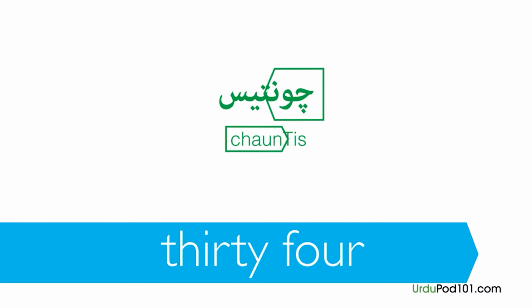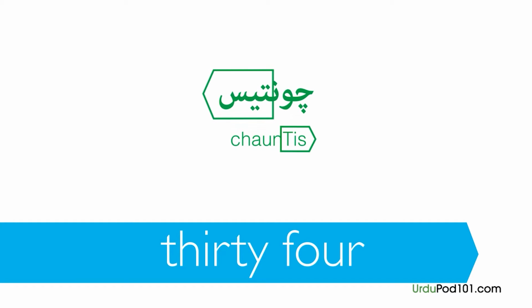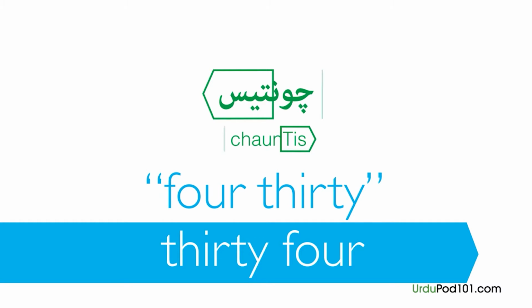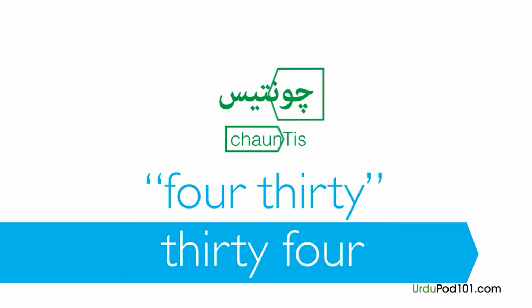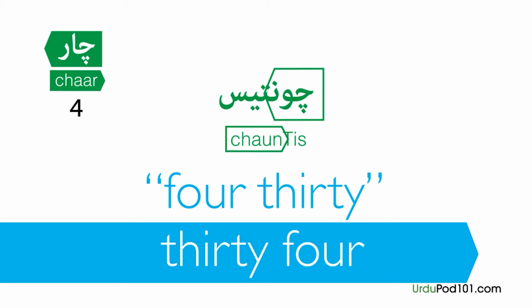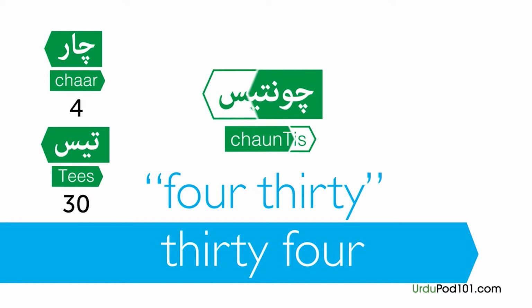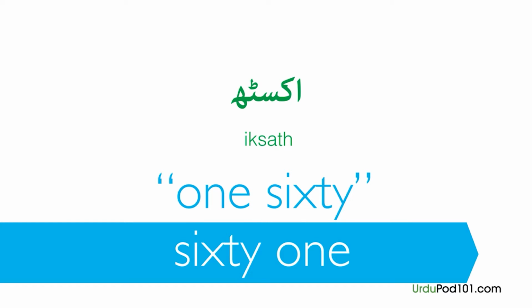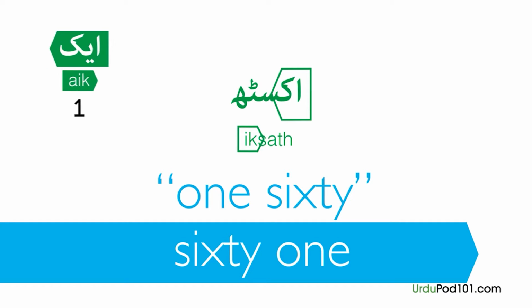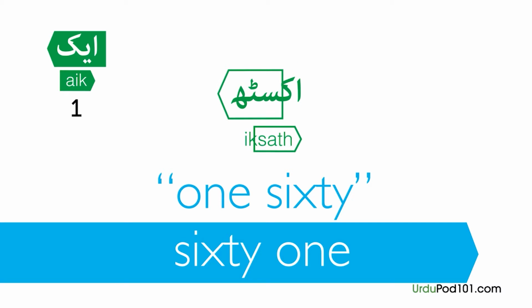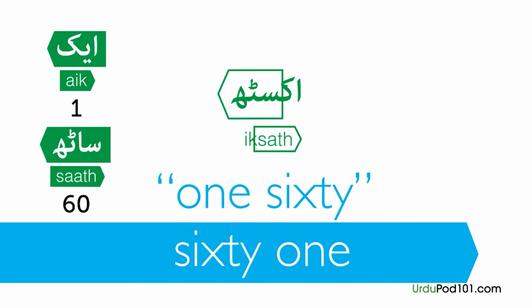How would you say 34 in Urdu? You first say a variation of 4, followed by a variation of 30. So 34 is literally read as 4-30, which is chontis. Here, chon is a variation of the number 4 or char, and tis is a variation of 30. Chon, tis. 61 is iksat, which is literally read as 1-60. Ik is a variation of ek for 1, while sat is a variation of sat for 60.